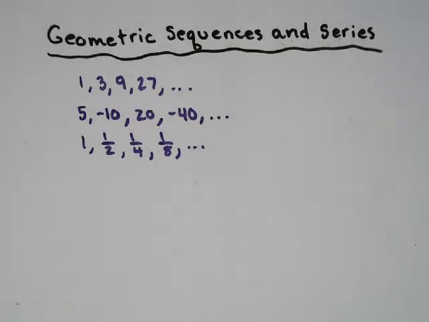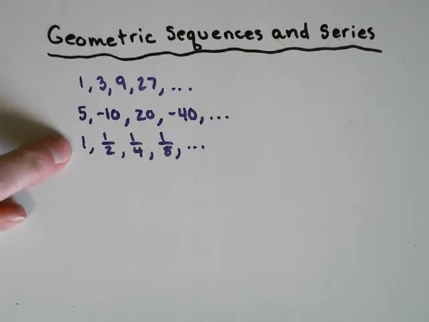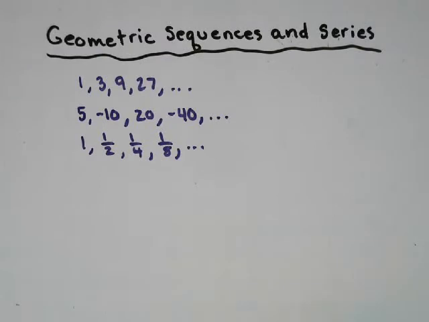Today we're going to talk about geometric sequences and series. So last time we talked about arithmetic, where we had a common difference. Geometric behaves a little bit differently, and I put 3 examples here. So 1, 3, 9, 27; 5, -10, 20, -40; and then 1, 1/2, 1/4, 1/8. What you should see there is we are multiplying to get to the next term.